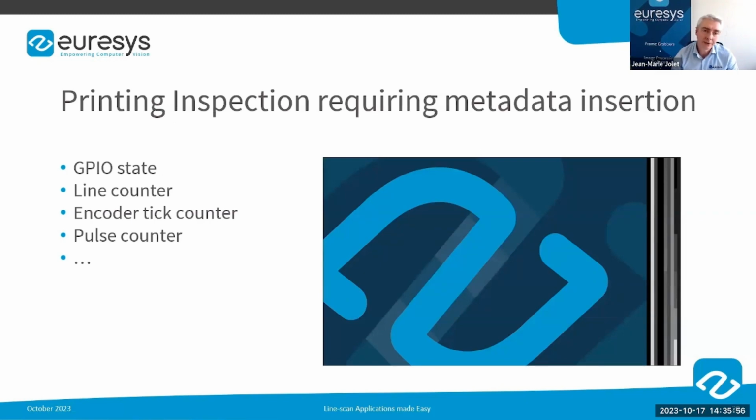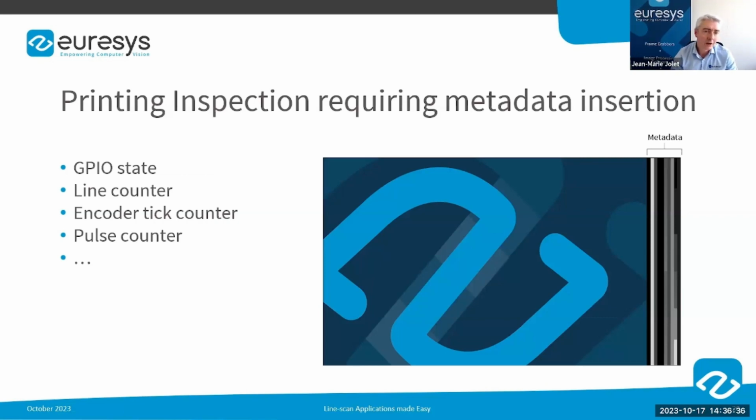Another very interesting feature that is offered by the Euresys frame grabber is the metadata insertion. So metadata are additional bytes that are appended at the end of each line. The metadata are used to report the frame grabber IO state, for instance, or the number of lines that has been acquired so far, or the encoded tick position, or the value of a pulse counter or any event counter. So as such, metadata provide a kind of snapshot of the system when a given line was acquired.